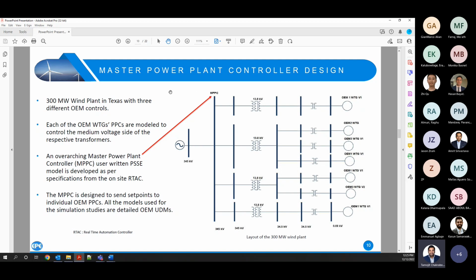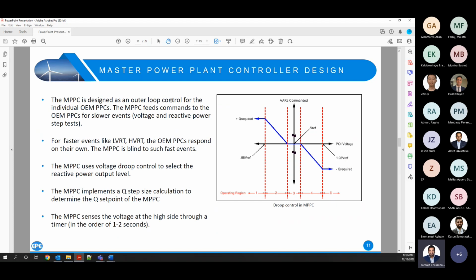Now, why is this important? This is important because of the control philosophy. For fast events, in case of larger disturbances like faults, the master power plant controller is effectively blind to that event. The master power plant controller will only provide a coordinated response in slow events like a voltage step or a reactive power step. And for faster events, like fault responses, each of the individual OEM PPCs and the wind turbines are going to respond with their own.